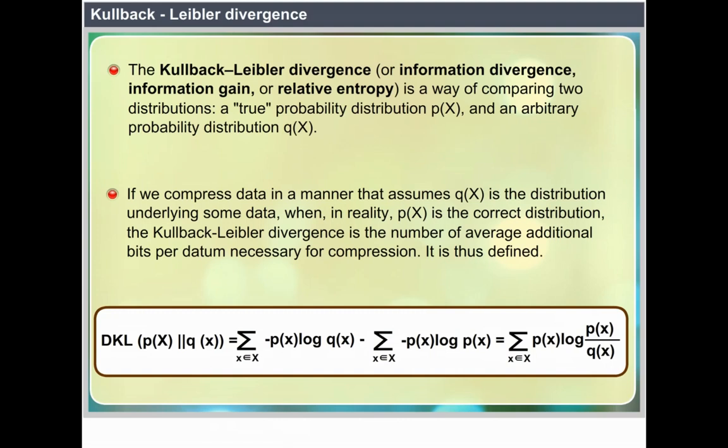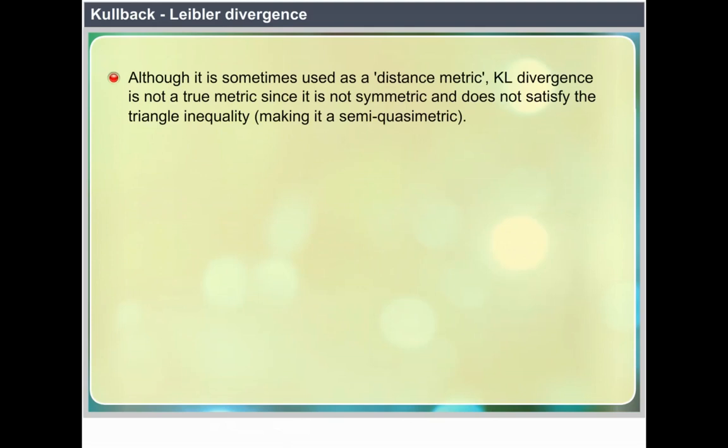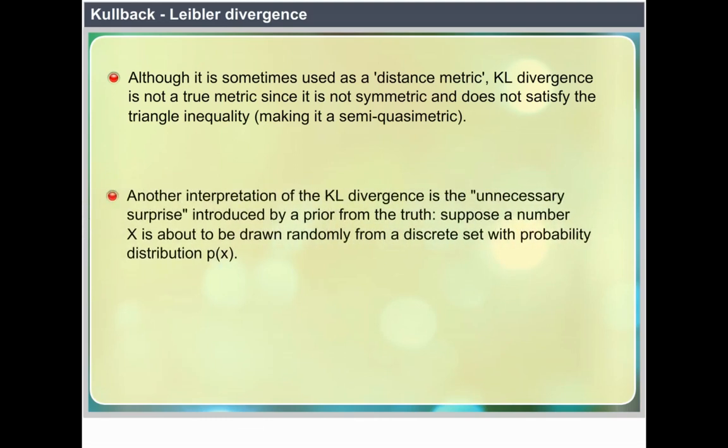Although it is sometimes used as a distance metric, KL divergence is not a true metric since it is not symmetric and does not satisfy the triangle inequality, making it a semi-quasi-metric. Another interpretation of the KL divergence is the unnecessary surprise introduced by a prior from the truth.